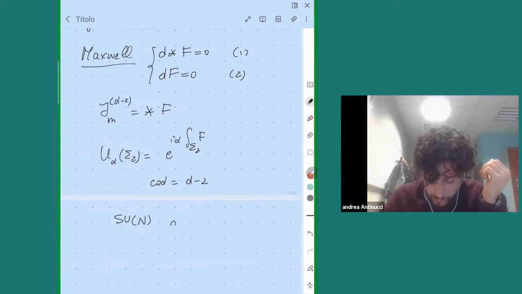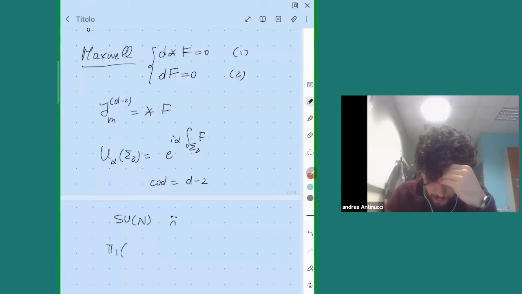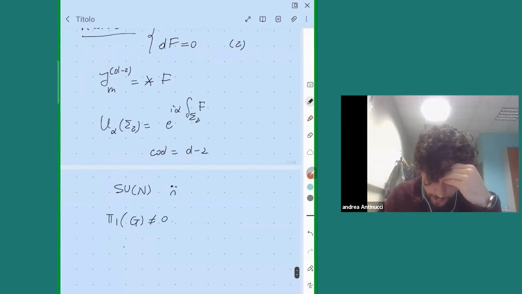For SU(N), you cannot do it. For SU(N), there is no magnetic symmetry. In order to have a magnetic symmetry, you need a group which is not simply connected, so π1 different from zero. And indeed, in this case, there is a certain characteristic class of G bundles, which is called w2.